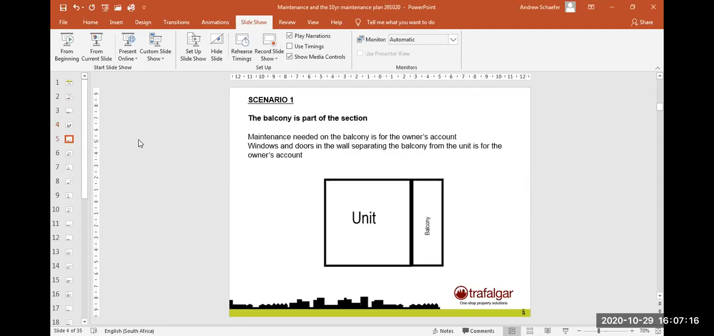So in this scenario, the balcony forms part of the section. This means that the owner is then responsible for the maintenance to the balcony. Bearing in mind that between the balcony, the unit heading towards the balcony, there's going to be walls, doors, windows, whatever the case may be. In terms of this scenario, because of the fact that the balcony is part of the section, the walls, doors, or windows leading to the balcony is also the responsibility of that specific homeowner, that specific section. Can move over to the next slide for me, Andrew.